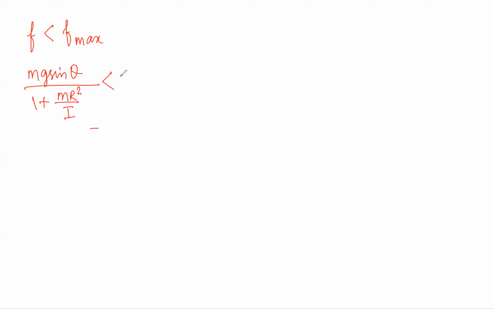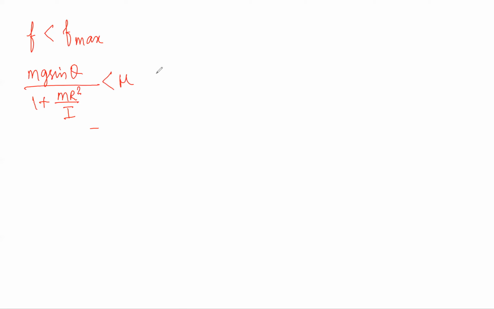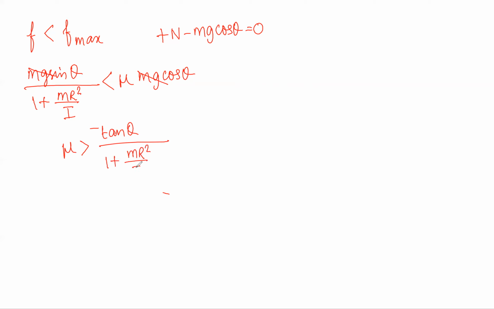Maximum friction कितना है? Maximum friction is equal to mu into normal reaction. तो what is normal reaction? Normal reaction ऊपर लग रहा है और mg का एक component नीचे लग रहा है, mg cos theta. So they should balance each other. So you will write plus n minus mg cos theta is equal to 0. So n is equal to mg cos theta. करेक्ट, समझ में आया? तो mg को यहाँ से कैंसिल कर दो. तो if you solve, mu should be greater than tan theta divided by 1 plus mr square by I. So the coefficient of friction must be more than tan theta by 1 plus mr square by I. इतना coefficient of friction तुम्हें चाहिए.